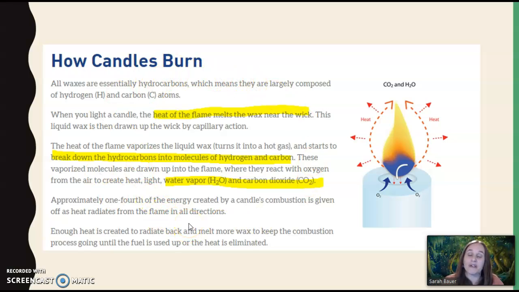So there's aspects of both a physical change and a chemical change occurring. The physical change is that the wax melts. The heat being produced by the flame melts the wax that's near the wick. And we're actually going to talk about capillary action later in the quarter, so maybe try to remember that the wick pulls some of that melted wax up into it, and it's actually the wax that's fueling the continuation of the fire.